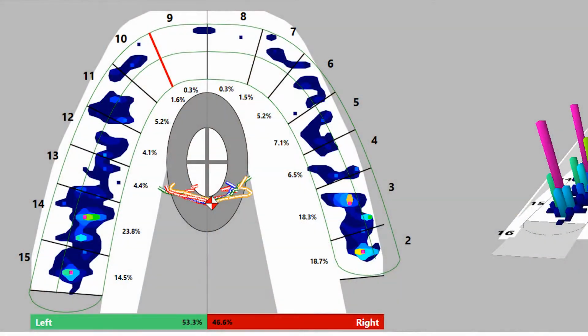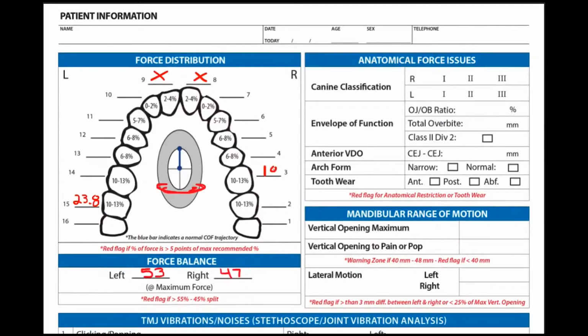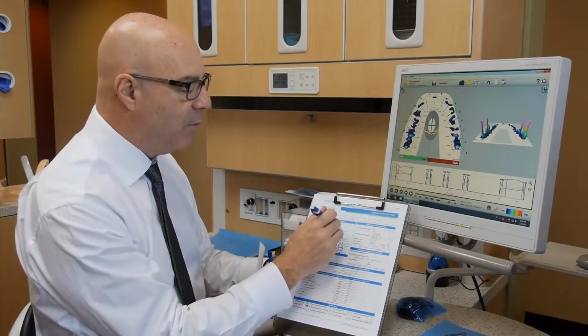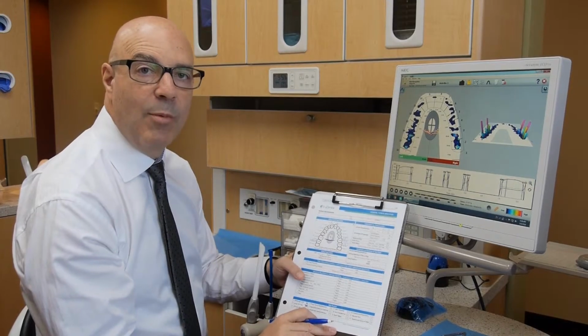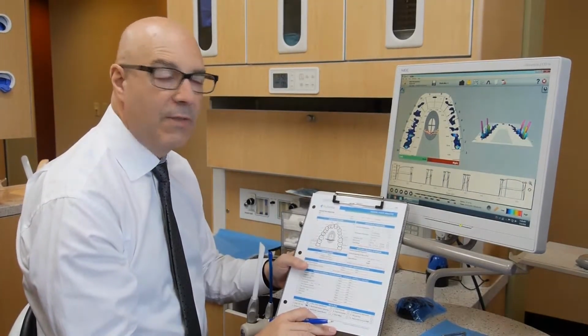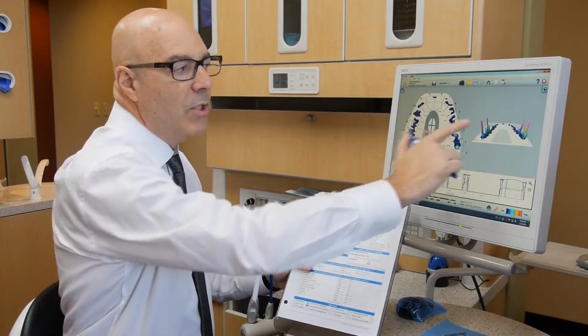Both of the molars on this patient on the other side are abnormal. It's 18% on number 3, 19% on number 2. Those are both too high according to what a normal force distribution would be. As we look over this, we can see that we just have a few teeth here and there with an abnormal force distribution.